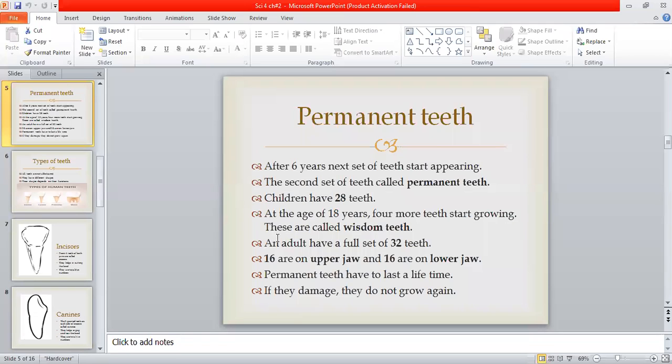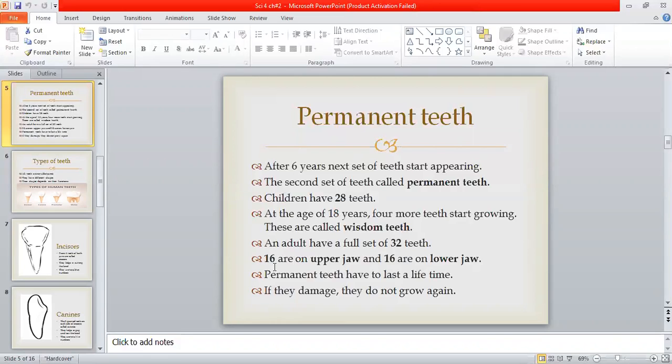An adult has a full set of 32 teeth. Right now, students, in your mouth you have only 28 teeth. When you are 18 years old, four more teeth start growing, known as wisdom teeth. When these wisdom teeth grow, the total number of teeth in an adult's mouth is 32. And how the 32 are arranged, you have seen in the previous upper and lower jaw.